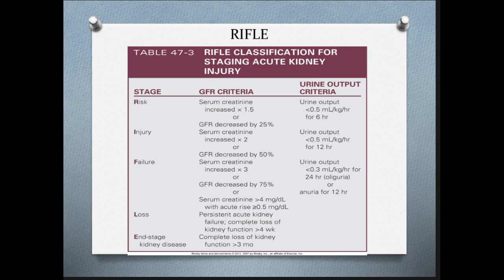The two outcome variables seen with the RIFLE staging are loss and then end-stage kidney disease. If acute kidney injury progresses and has a prolonged course, the patient can end up with permanent damage to the kidneys.